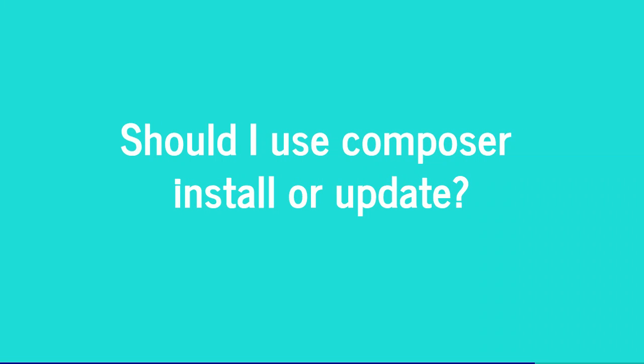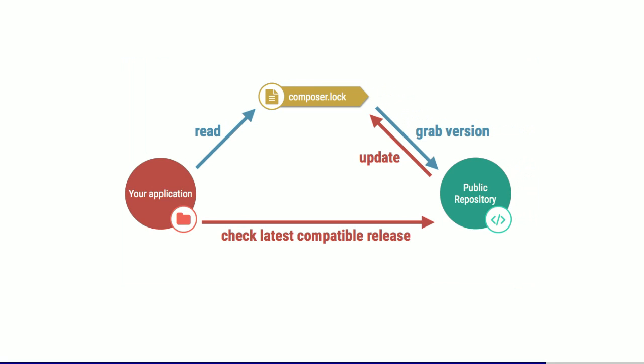Okay. Then should I use composer install or update? Okay. How Composer works is like this. You have your application, and then it tries to read the composer lock file. So when you run composer install, it reads the composer lock file and grabs that version without trying to resolve all the dependencies. And it grabs the version from the repo where those packages are registered, right?